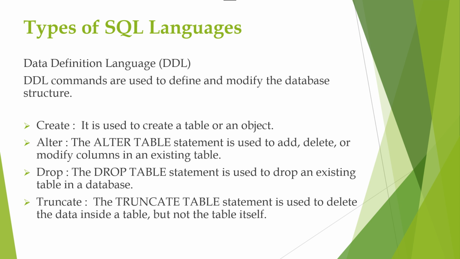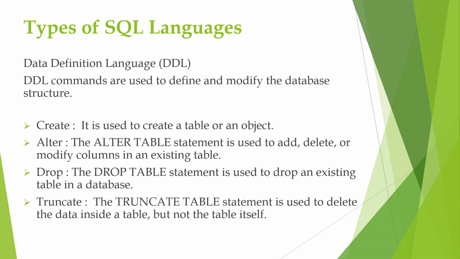Next is drop. With the drop command, we can delete the entire table or the database which we have. Suppose we have created an employee table. Here if we use this drop command, the entire employee table, all the rows and columns, the full structure, will be deleted. Next is truncate. This is used to delete the data which is inside the table, but not the entire table itself. Suppose we have an employee table, only the employee details which are there in this table can be deleted and not the employee table itself.